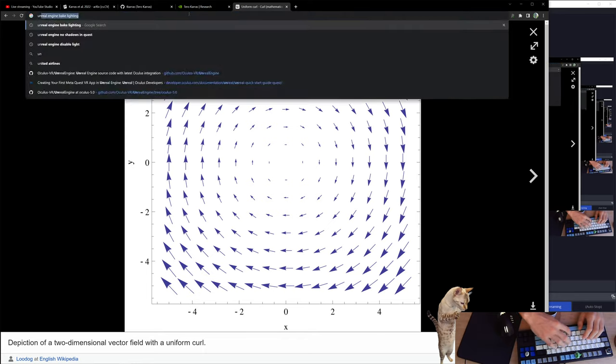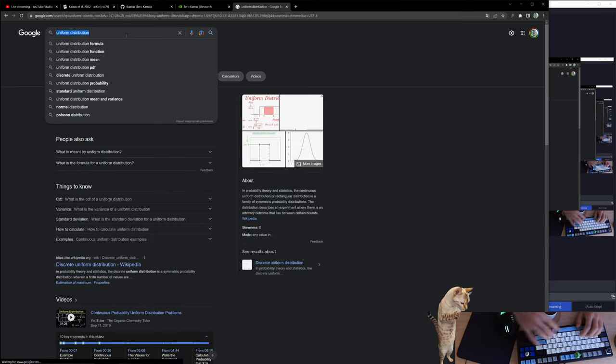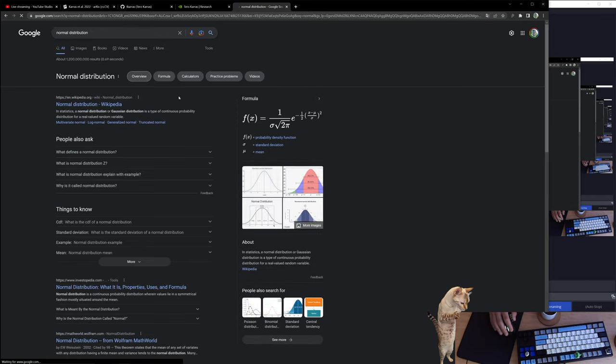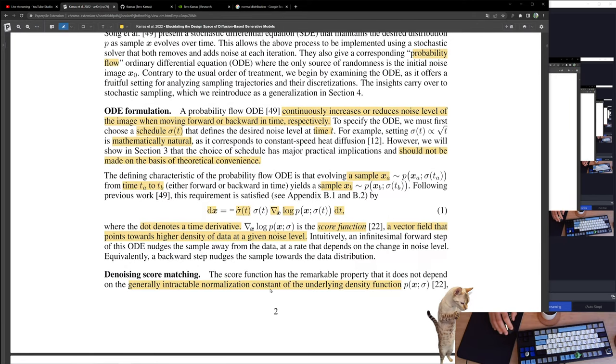Because, for example, the normal distribution, the area under this is 1, right? So in order to get that all to sum to 1, you need to know how high this is. There's a normalization there: in order for this all to sum to 1, the highest peak is at 0.4. You don't know what that is here. This still needs to all add up to 1, but you don't know what the normalization constant is there.